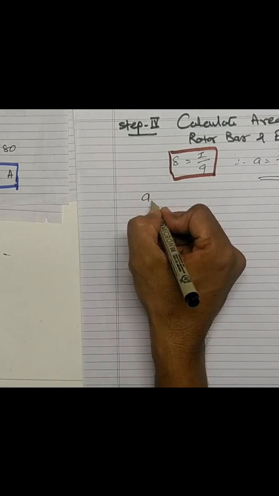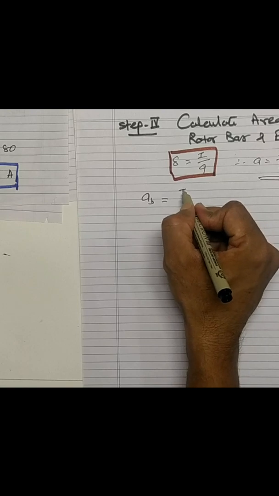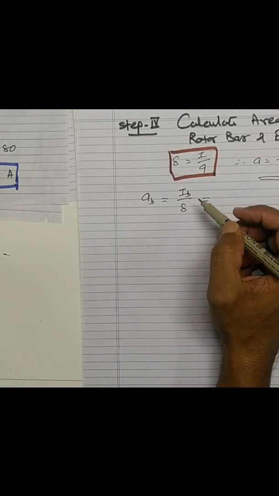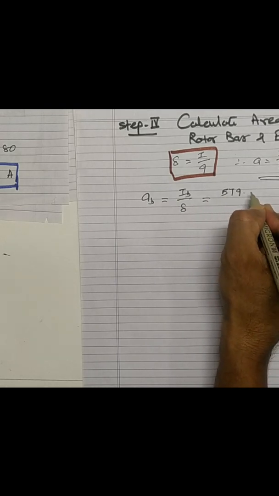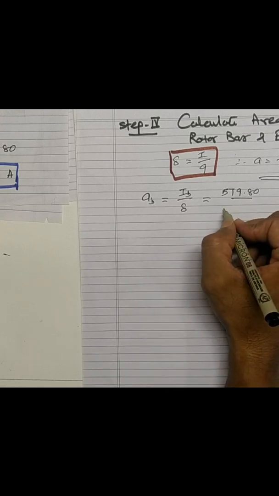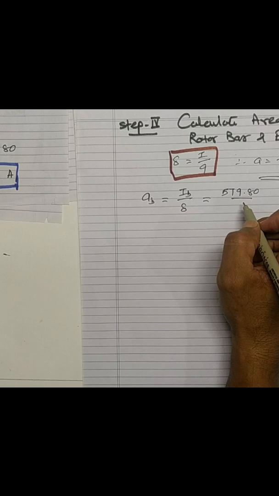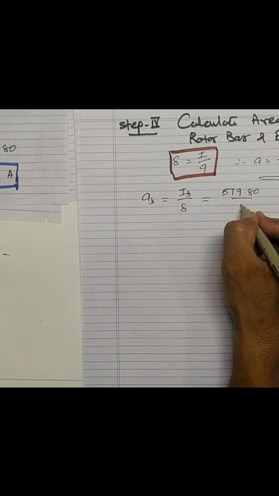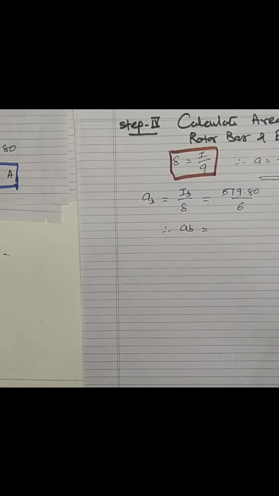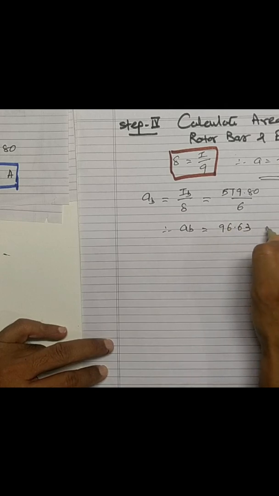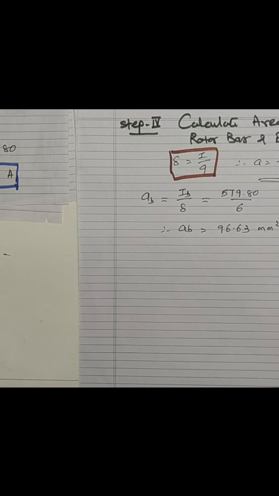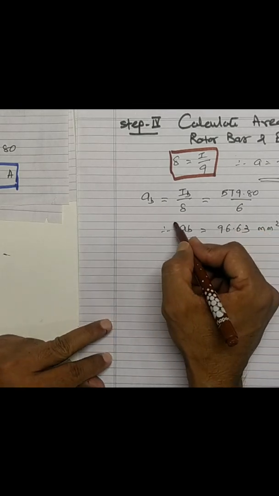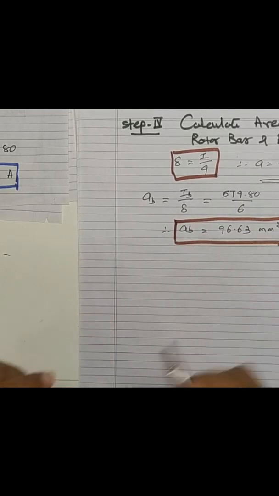So first we calculate the area of the rotor bar: IB divided by delta, that is current density. IB is 579.80. Current density is given as 6 ampere per millimeter square. If it is not given, we can always assume an appropriate value of current density, but now it is given. Therefore the area of the rotor bar is 579.80 divided by 6, which comes to 96.63 millimeter square. Current density is in ampere per millimeter square, so area comes in millimeter square.